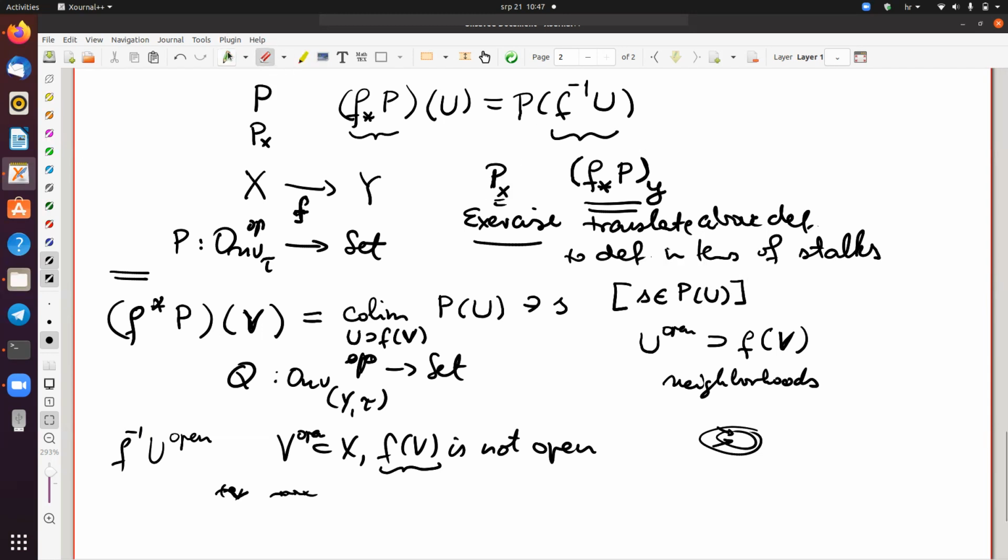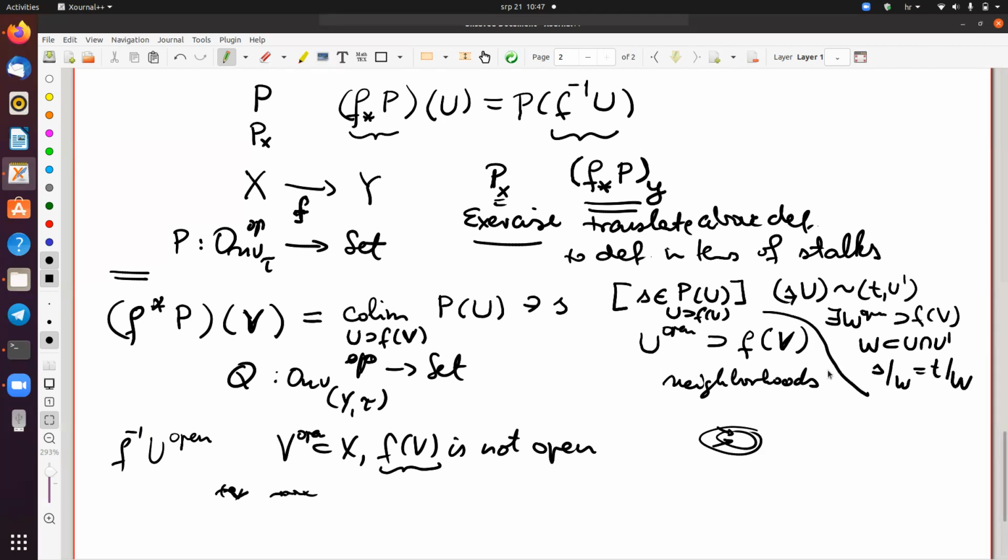So this S, we can say where it is: S on U is the same as T on U prime if there exists W open, which is around F of V as well, and W is in the intersection of U and U prime, and S on W is the same as T on W. So it's the same as germs, but now you do not take a germ around the point, you take a germ around F of V. And this here is an example of a categorical construction, which is called a Kan extension.